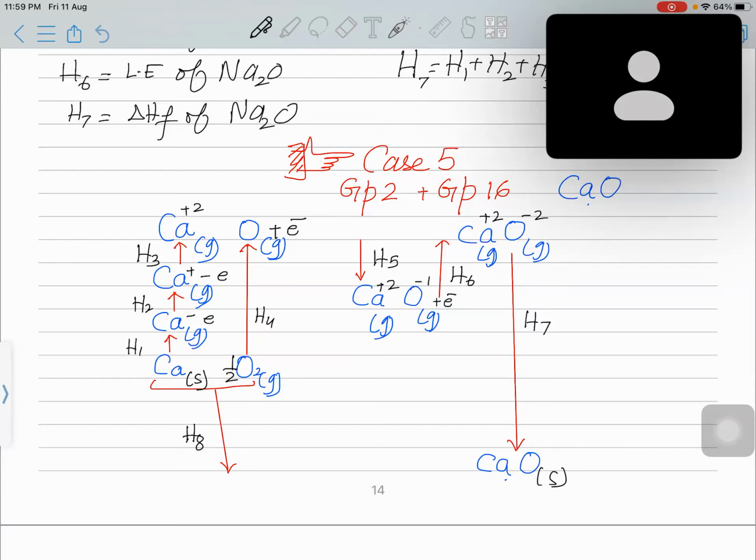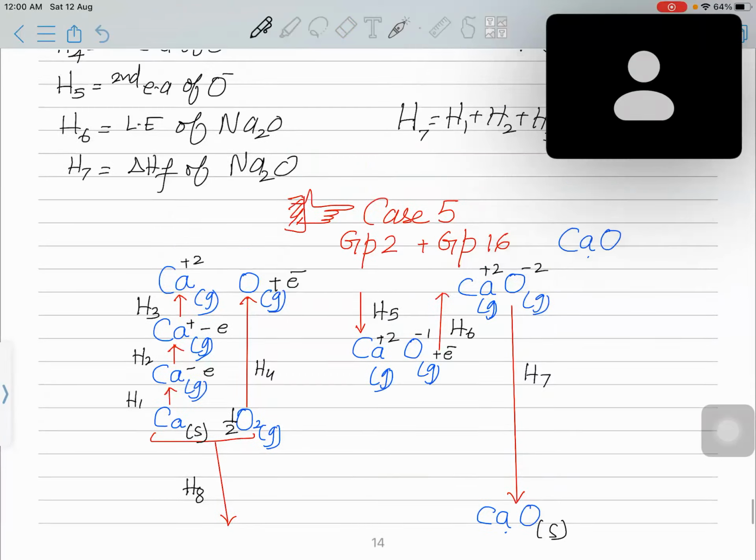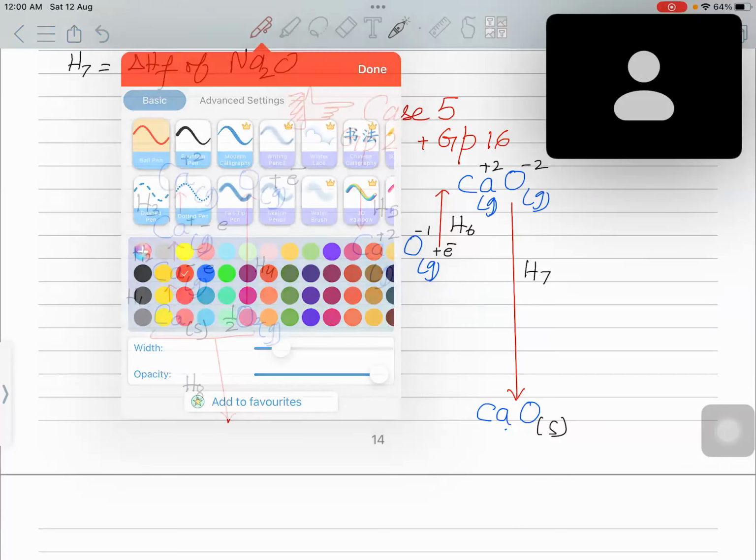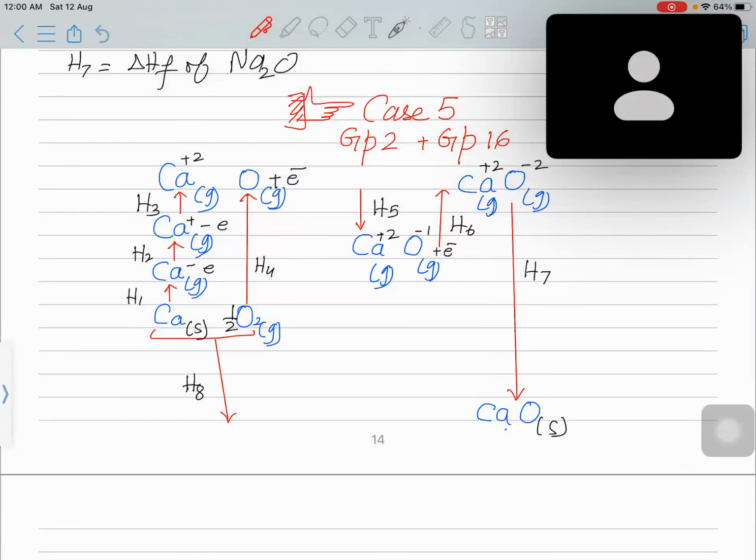Now, what is H1? H1 is atomization of calcium. And what is H2? First ionization energy of calcium. And what is H3? Second ionization energy of calcium. And what is H4? Atomization of oxygen. And what is the formula of H4?